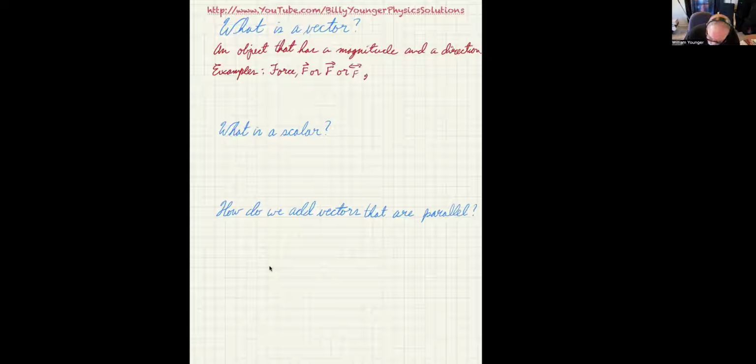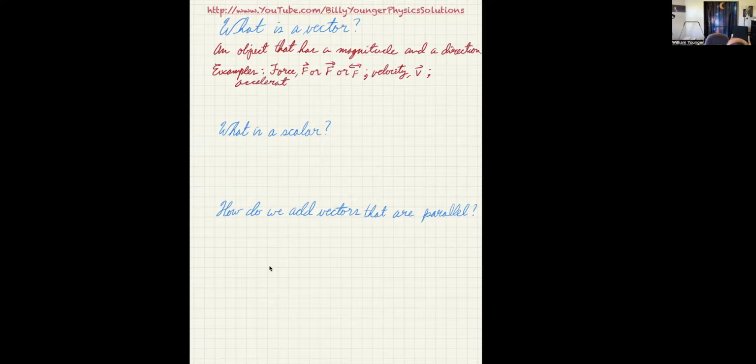But another vector quantity is the velocity. So velocity is a vector quantity. Also acceleration and momentum. And momentum, oddly enough, is given by the symbol P, but it's given formula-wise as the mass m times the velocity vector v.